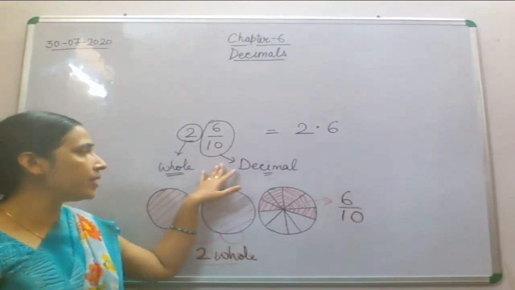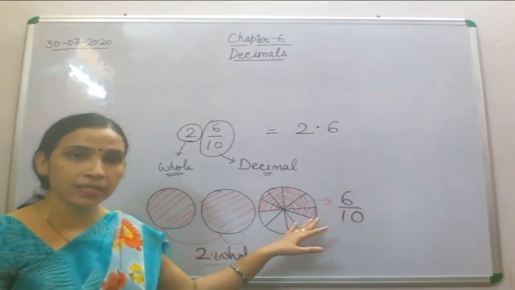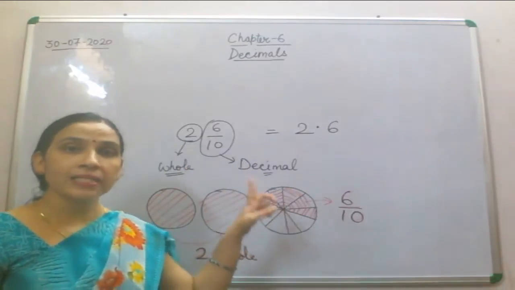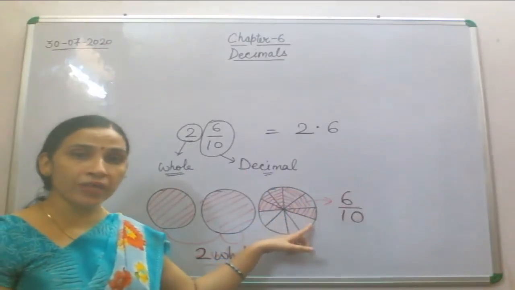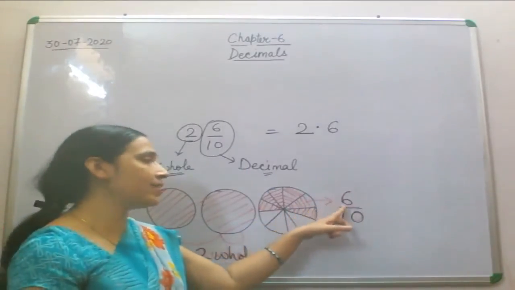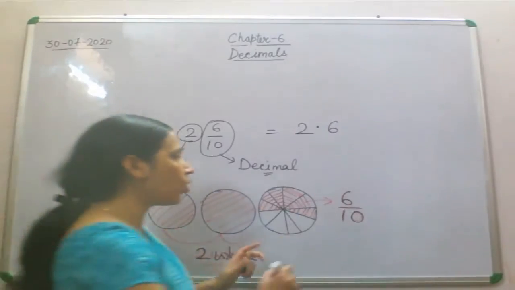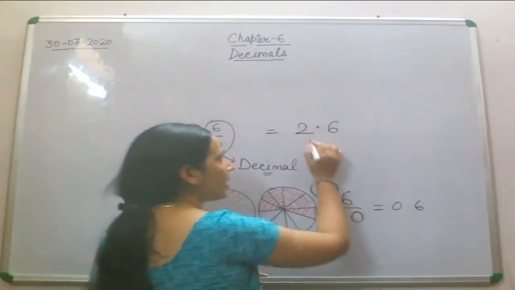6 by 10 means out of 10 equal parts, 6 parts have been shaded. As I have told you how to represent 1/10, similarly here we have represented 6/10. Out of 10 we have shaded 6 parts, that is 6 by 10, and the decimal representation of 6 by 10 is 0.6, which will be added here.